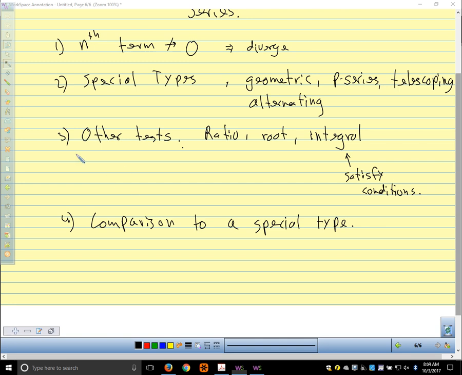On my list, I put both of these as number 3, because the boundary between these two is kind of fuzzy. And honestly, when I look at a series, I think, can I do a direct comparison? Is there something that I know that I can compare this to right away?